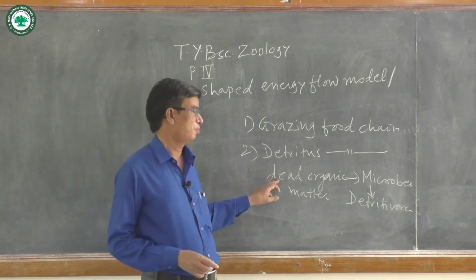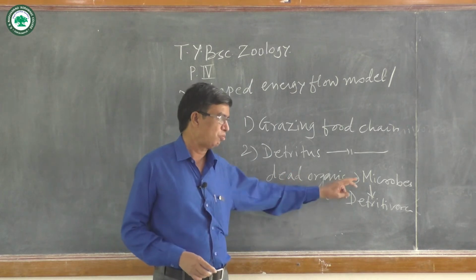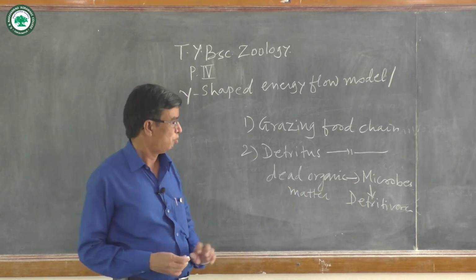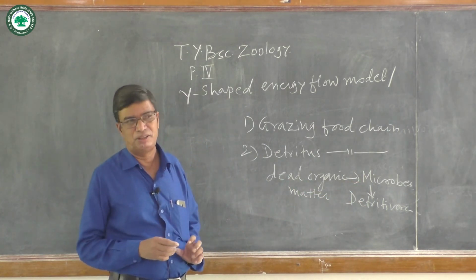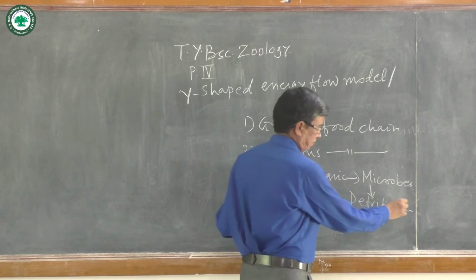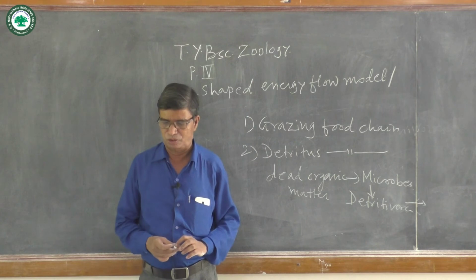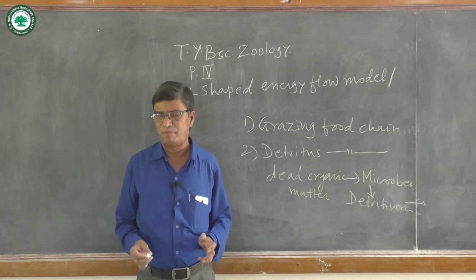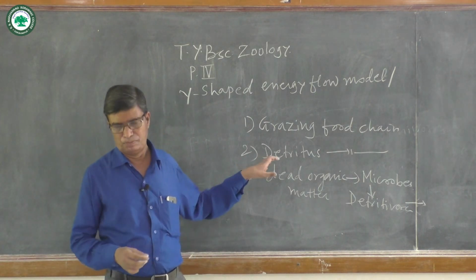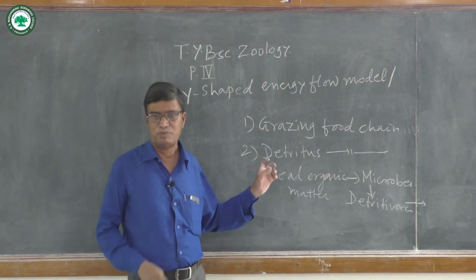Here energy flows from dead organic matter of dead animals into body of microbes, and from microbes that is transferred into body of detritivores, detritus consumers. And finally energy is lost. Nutrients from the body of detritivores, they are released in the soil. And these nutrients are again used by producers for synthesis of their own food material.